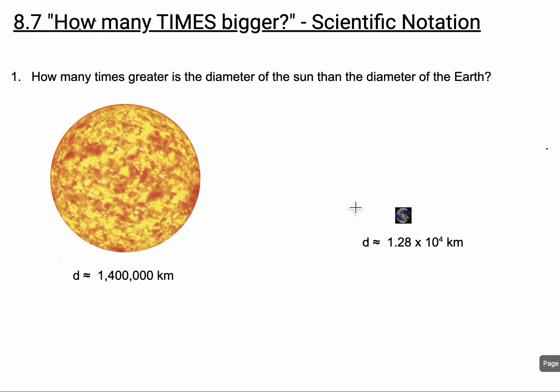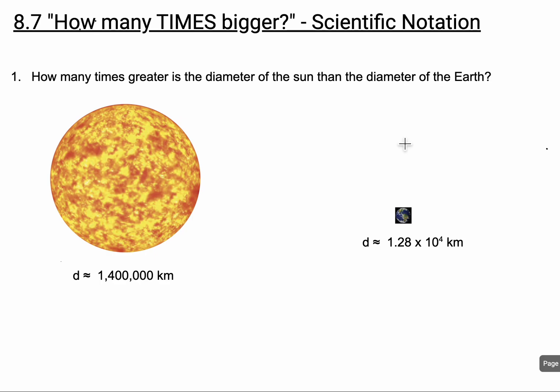And those that we've practiced have been easier numbers. So we'll use that to help us figure out the process, and then we'll just put our bigger numbers in there. So let's read our question here. How many times greater is the diameter of the sun than the diameter of the earth?